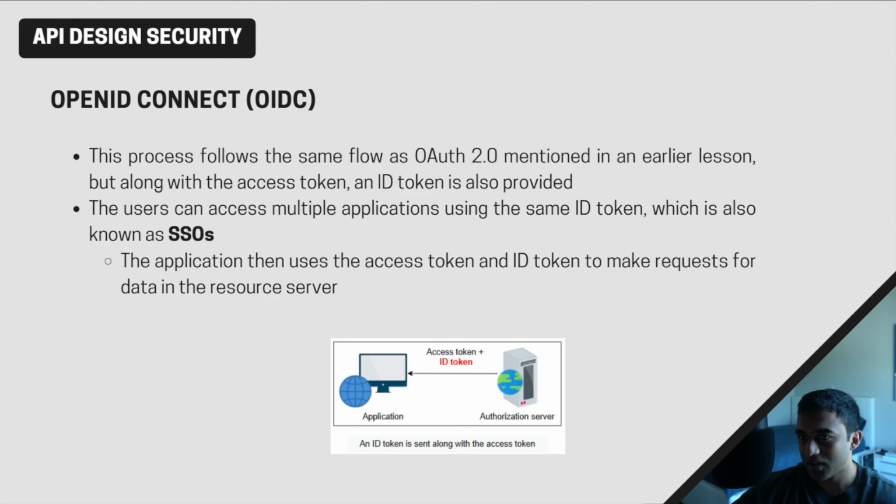So this process follows the same flow as OAuth 2.0 mentioned in an earlier lesson, but along with the access token, an ID token is also provided. The users can access multiple applications using the same ID token, which is known as SSO. The application then uses the access token and the ID token to make requests for data in the resource server. So here we have an application in our picture, and they get an access token and an ID token from our authorization server.